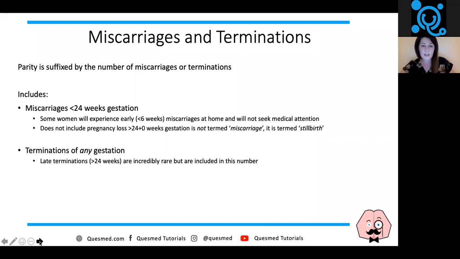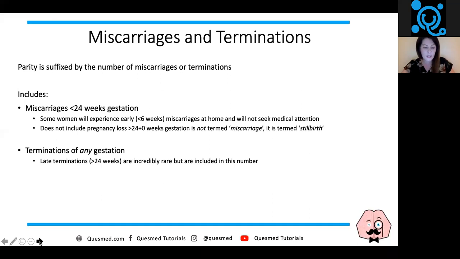Miscarriages and terminations: parity is suffixed by the number of miscarriages or terminations a woman has had. This includes miscarriages of less than 24 weeks gestation, regardless of how early. Some women will experience an early miscarriage at home, and they might not actually seek medical attention. So it's important to take a full history from your patient to include these events.